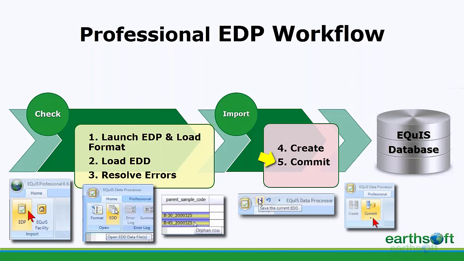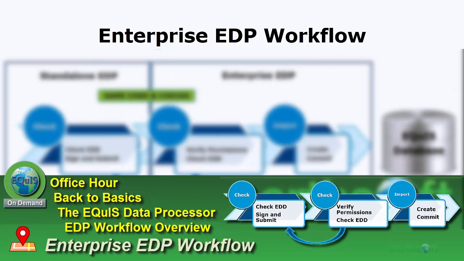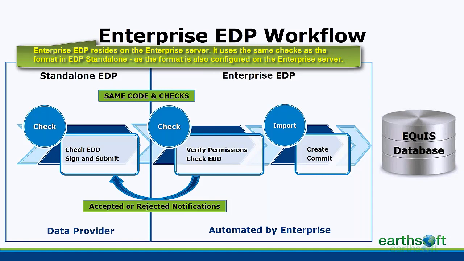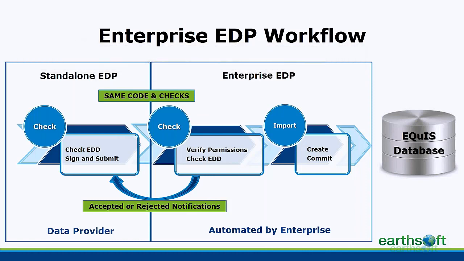And finally, enterprise EDP. Enterprise EDP is very much so different than professional and standalone. It does contain the same code and the same checks, but it's not manual. Enterprise EDP runs in the background. It performs these automated checks on data packages that are submitted either via email, uploaded through SFTP or an FTP site, or submitted directly through the EDP data loading widget on your enterprise dashboard.